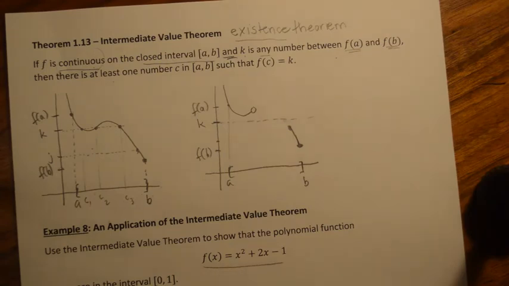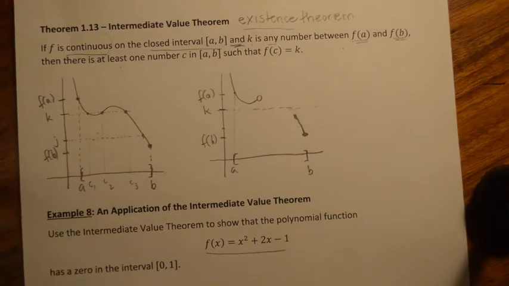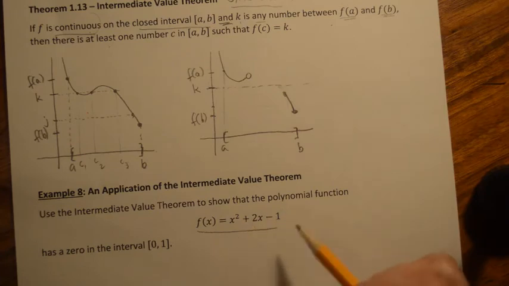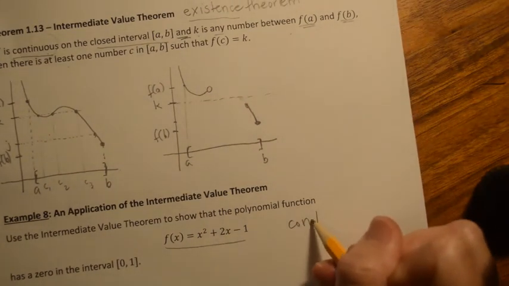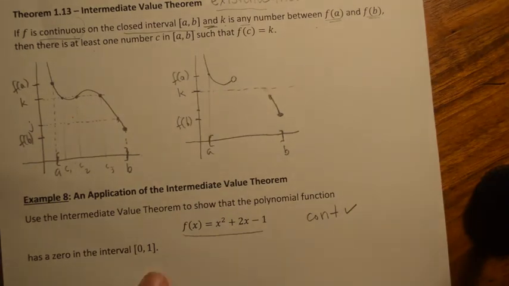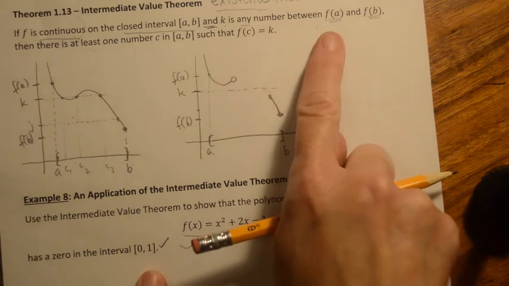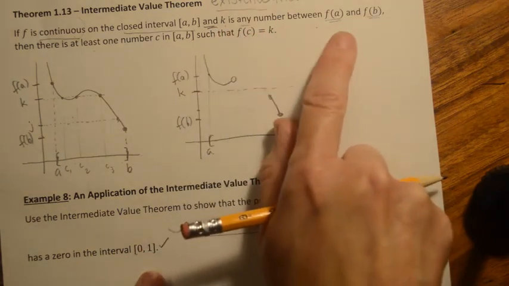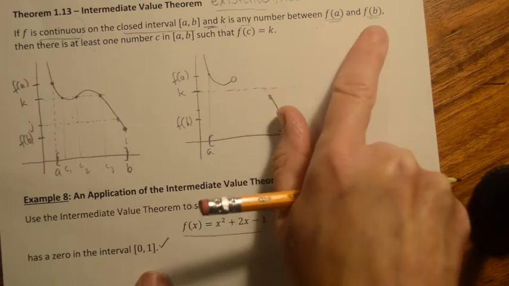All right, so is that a continuous function? Hopefully you're saying yes, it's polynomial. Polynomials are lovely, they're continuous everywhere, so check. So for the continuity part, yes, we did that. Do we have a closed interval? Yes. All right. And then the last one is k, all right, is our y value somewhere between f of a and f of b?